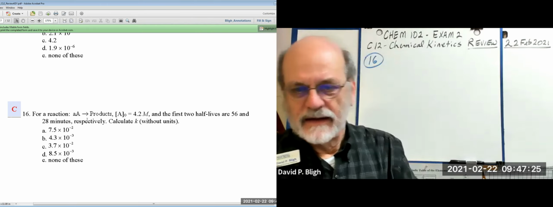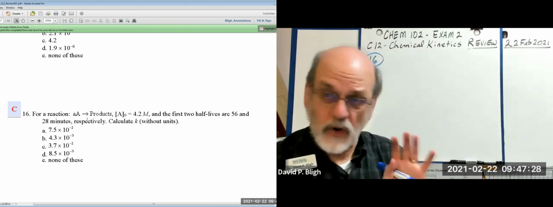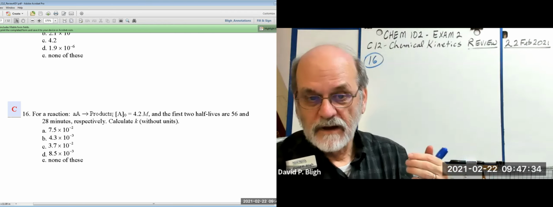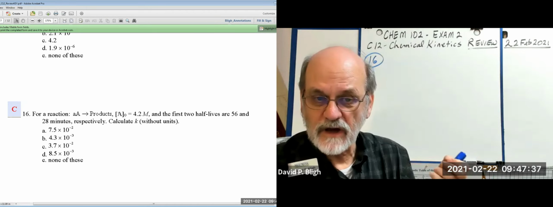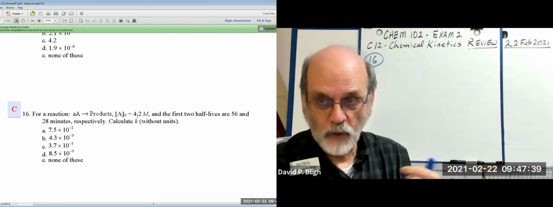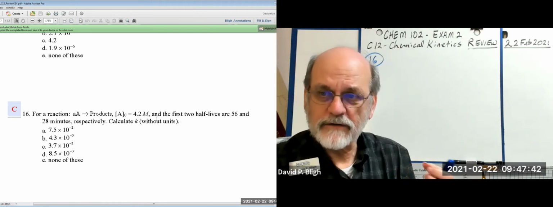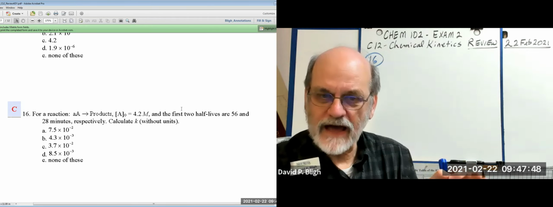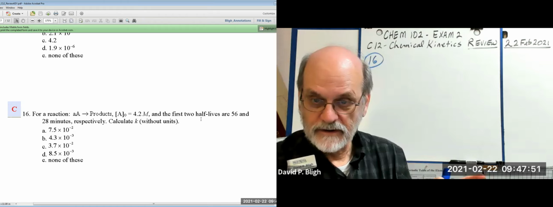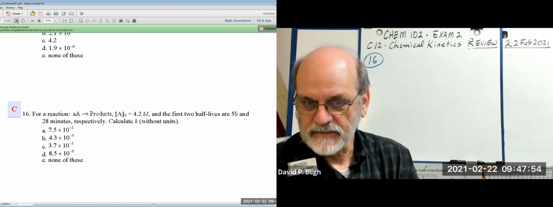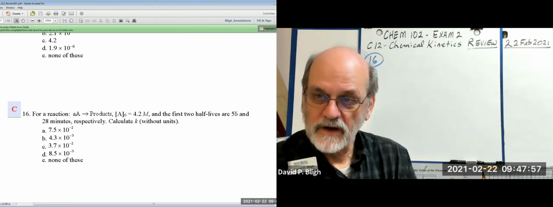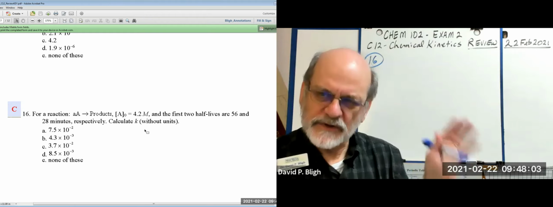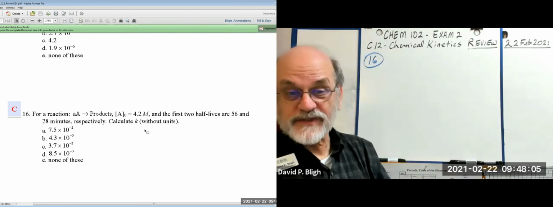Okay, so what are we given and what's the question? We're given this generic equation, and the initial concentration of A0 is 4.2 molar. And then we're given the first 2 half-lives. So what that means is the first half-life acts upon the initial concentration, and it lasts for 56 minutes. The second half-life starts with a different A0 that is the product of the first one. Right? So let's put that on the board in a form that makes more sense.